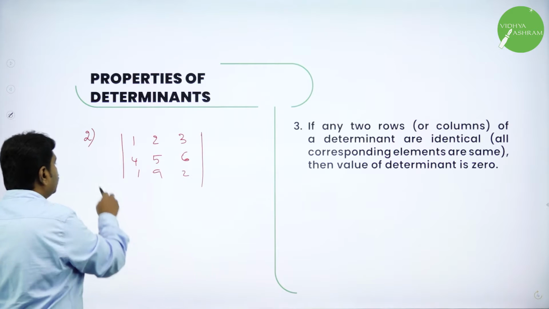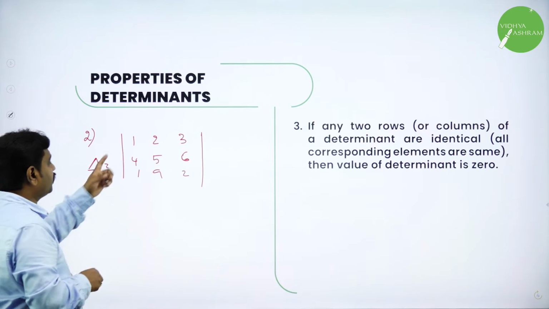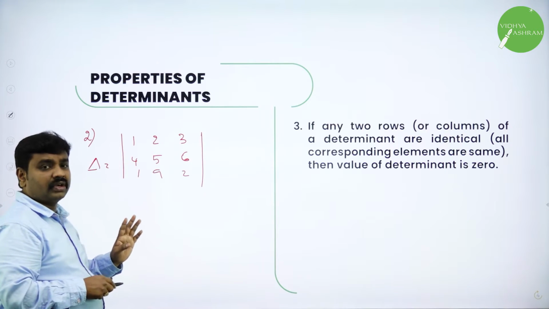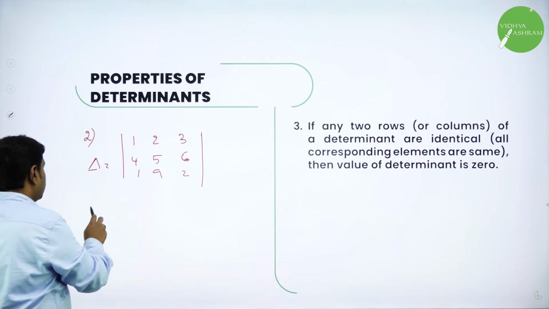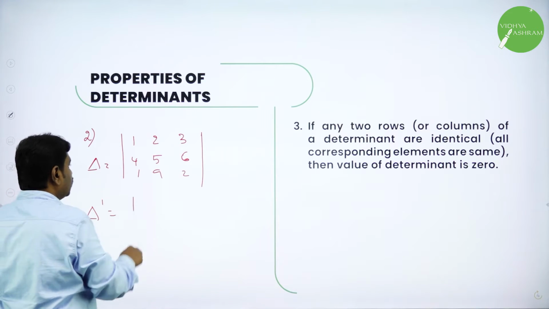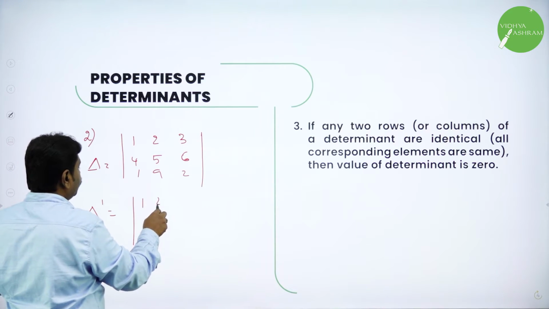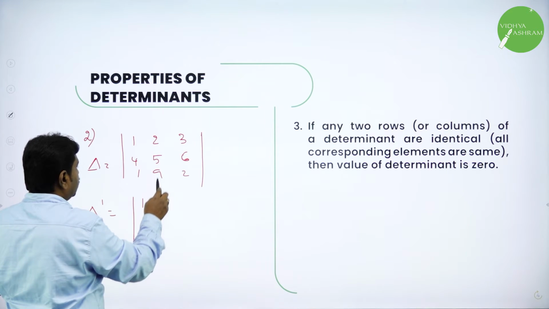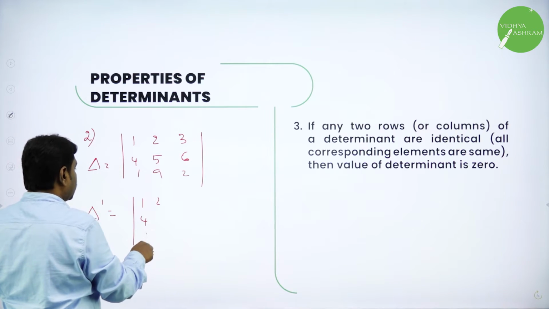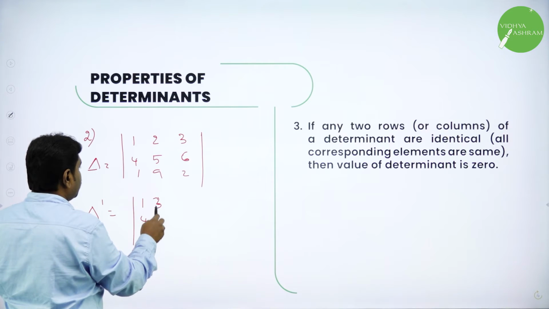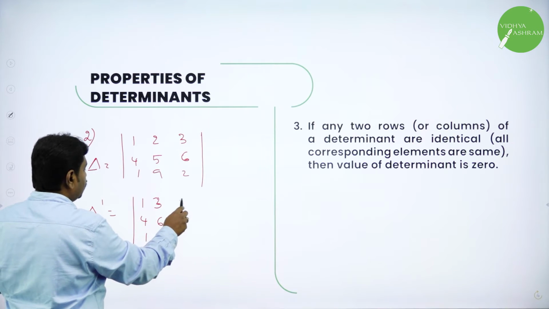So now this is delta, determinant of 1 2 3, 4 5 6, 1 9 2. I'll interchange any 2 columns. Let us interchange only two columns. So now 1 2... I'll interchange the second column and third column. First column I'll retain as it is. Second column I'll write it as 3 6 2 and 2 5 9.